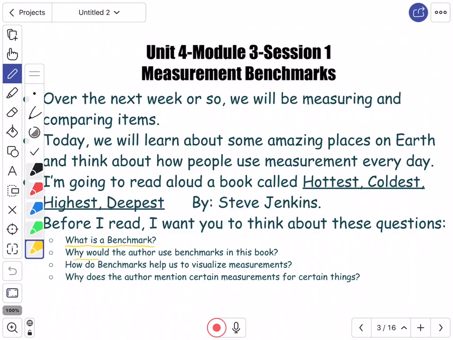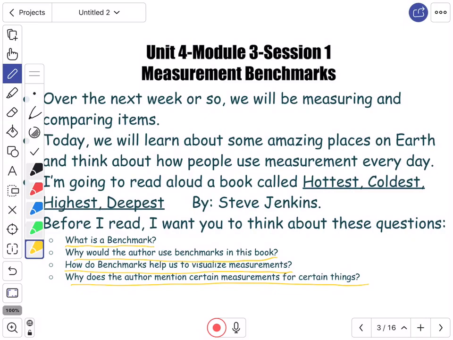Question number 1, what is a benchmark? Question number 2, why would the author use benchmarks in this book? Question number 3, how do benchmarks help us to visualize measurements? And question 4, why does the author mention certain measurements for certain things?